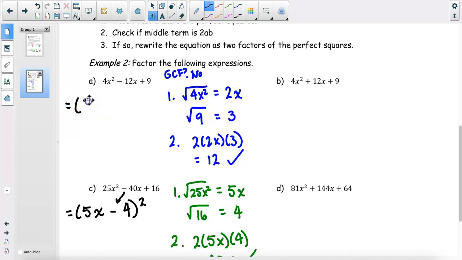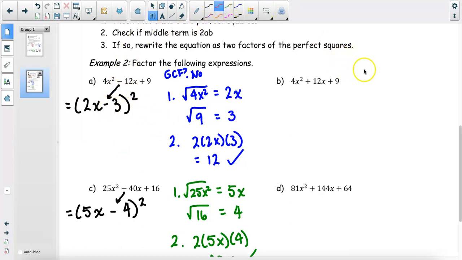So we're going to have 2x. Again, this is the minus sign in the middle. This is going to be 2x minus 3 squared. Okay, this middle sign goes directly where it is.